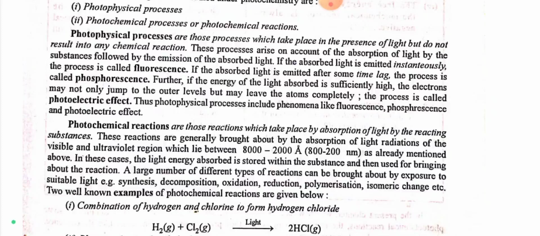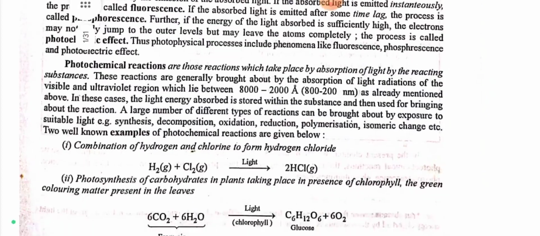A large number of different types of reactions can be brought about by exposure to suitable light, that is, synthesis, decomposition, oxidation, reduction, polymerization, isomeric change, etc. Two well-known examples of photochemical reactions are given below. First, combination of hydrogen and chlorine to form hydrogen chloride. H2 gas plus Cl2 gas gives 2HCl gas in the presence of light.